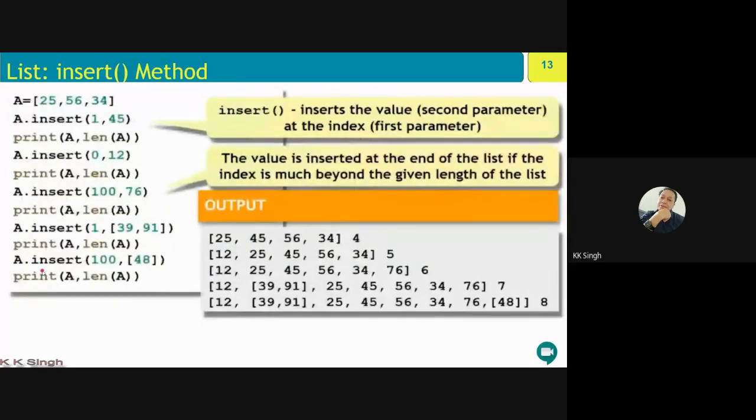A dot insert 100 and 48. Since again index 100 is not there and you are trying to insert a list over here, so when you print, it will print the entire list along with the lists. Nested lists: 12 and list 25, 45, 56, 30, 34, 76, and in the end you'll see another list. And when you find the length of A, it will give you 8.